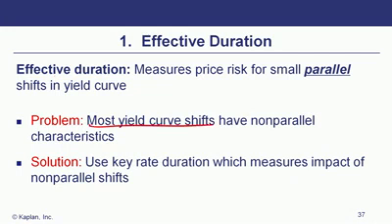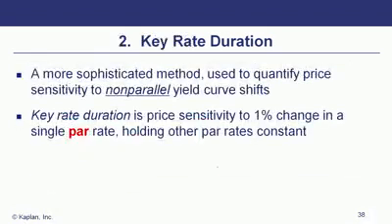The trouble is most yield curve shifts are non-parallel, so we can describe them as a parallel component plus a steepening or a flattening, or a parallel component plus a curvature change. But the solution is to move to key rate duration, which gives us a way to measure the impact of a non-parallel change in the yield curve on the value of the bond or the bond portfolio. So it's a little more sophisticated, takes a little more doing, but it's used to quantify the sensitivity to a non-parallel shift.